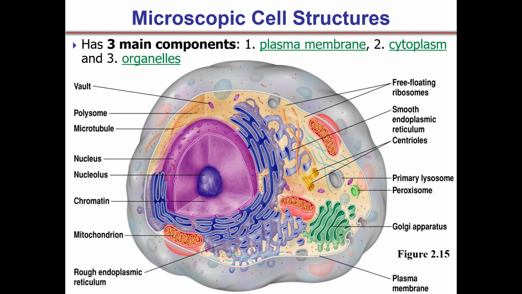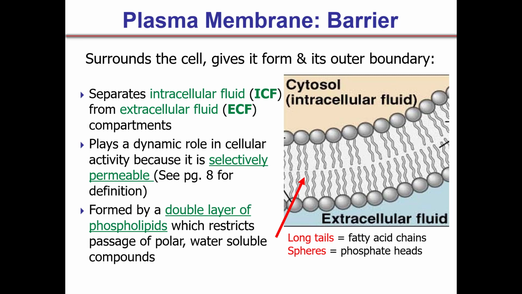Okay, so from figure 15, you can get an overview of the machinery found inside the cell. And we will talk about these organelles individually. And the first thing I want to come back to is the cell membrane.